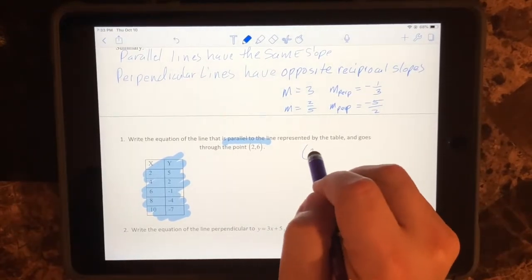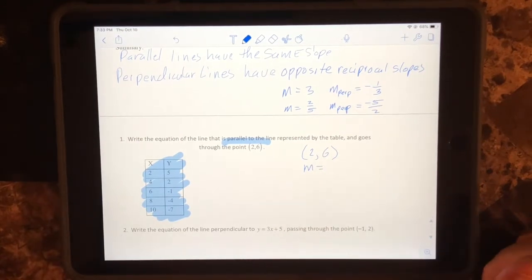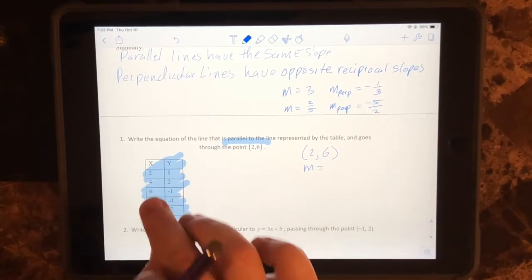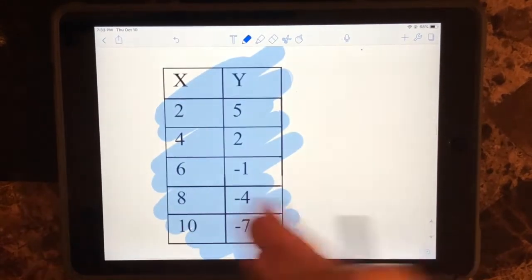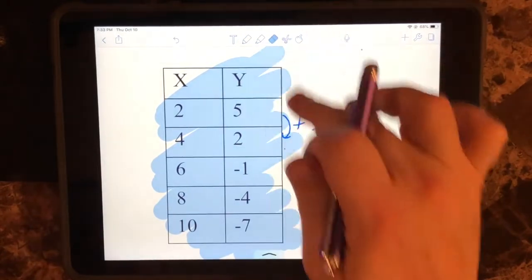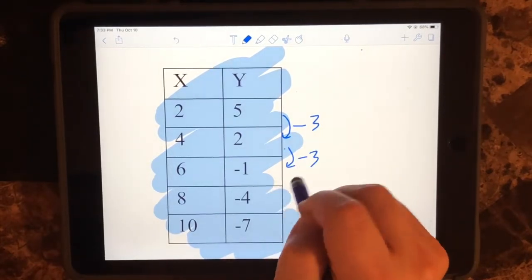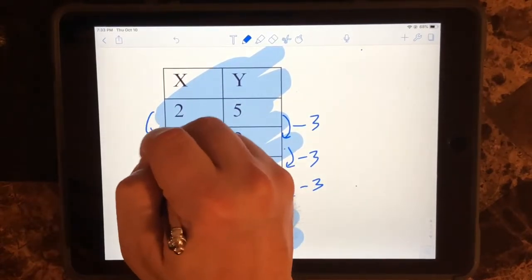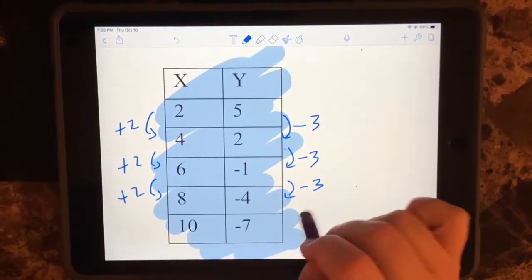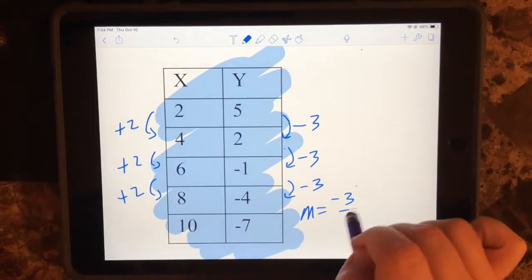So I'm going to end up with the point 2, 6, and because I know about parallel, I'm going to end up with a slope. So whatever the slope of the line I'm looking for is the same as the slope of the line over here. So what's the slope of this line? Well, this goes down 3, down 3, down 3, and this goes up 2, up 2, up 2. So the slope of this line would be -3/2.